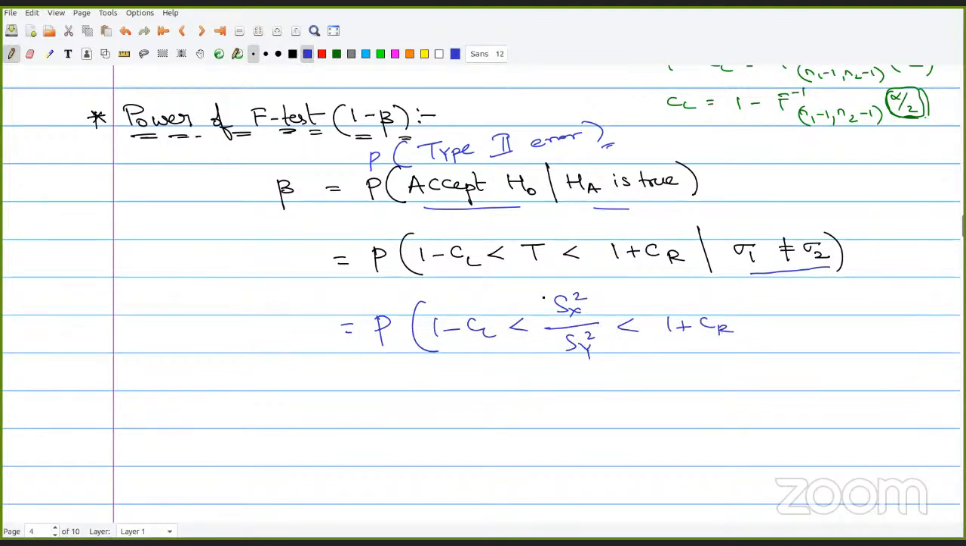So will this follow F distribution if sigma 1 is not equal to sigma 2? I think the ratio follows F distribution. It should still follow, sir. But we have to add two things, I think, like the 1 minus CL and this one. Ultimately it is Sx square by Sy square, so it should follow. It is the ratio which follows F distribution, so it will follow F distribution. Yeah, exactly.